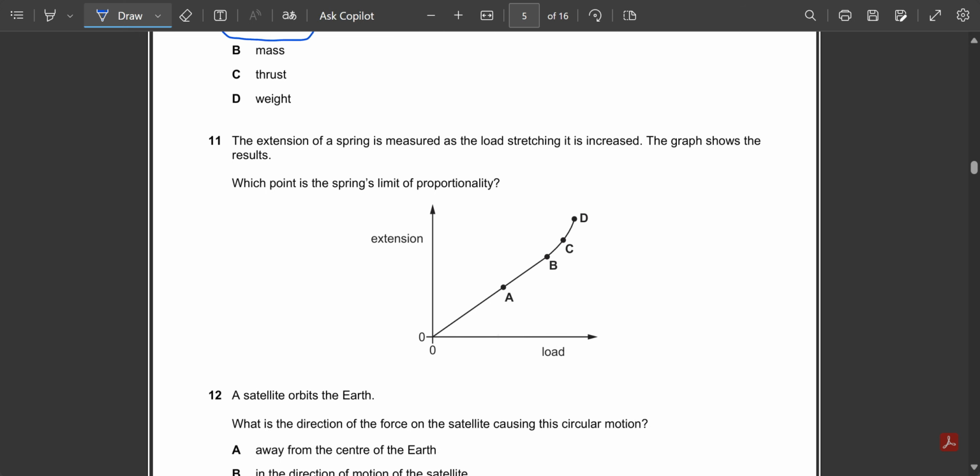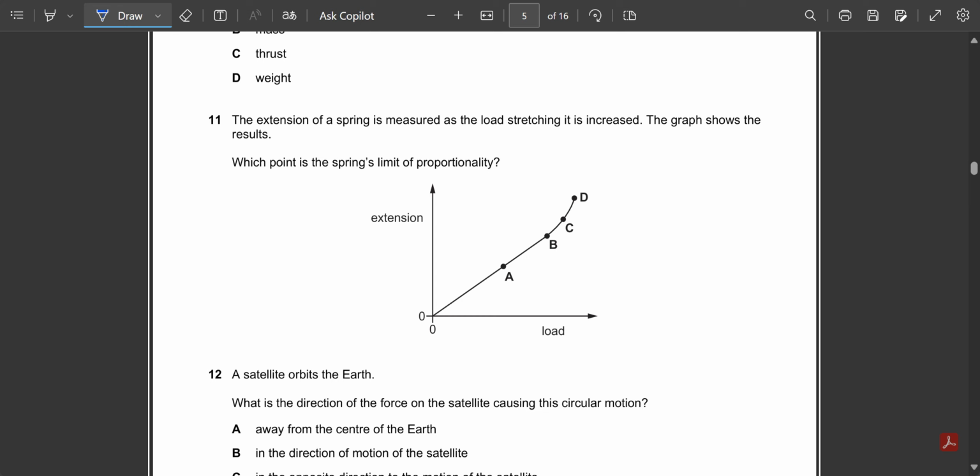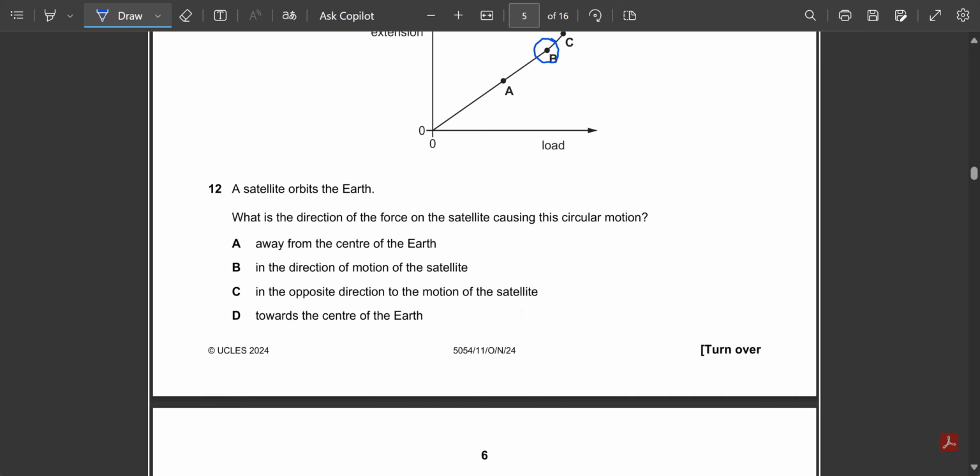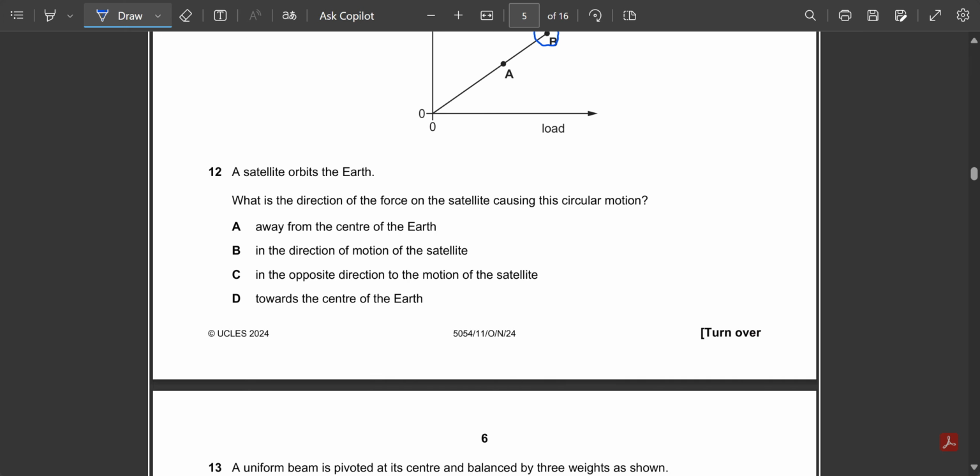In question number 11, it says what is the point of the spring's limit of proportionality? It is always the point where the straight line ends. So that's V. A satellite orbits the Earth. What is the direction of the force on the satellite causing this circular motion? It is always in the direction towards the center of the Earth. So that's D.